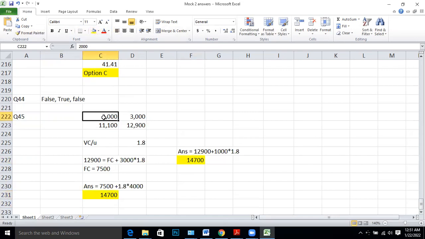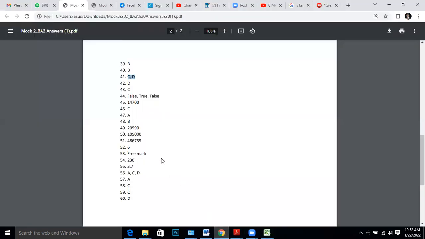This is the lowest, this is the highest. From this you need another 1,000 extra for 4,000. Unit cost is 1.8 variable. And that you get the answer. That's easy. Check the answers up to 45.